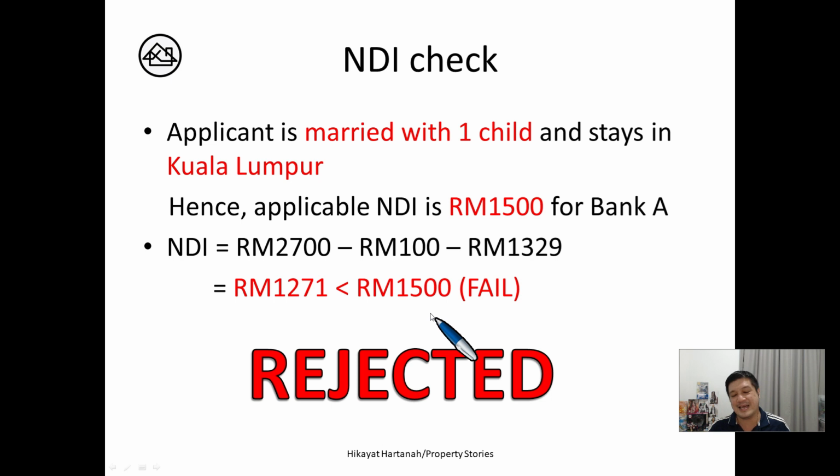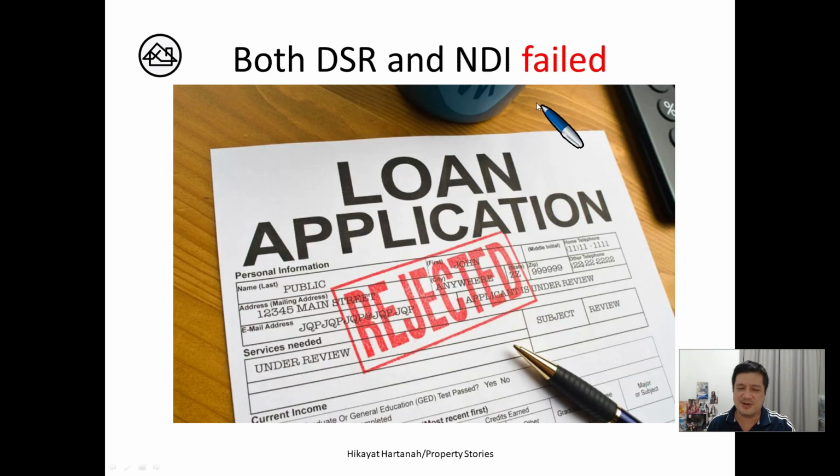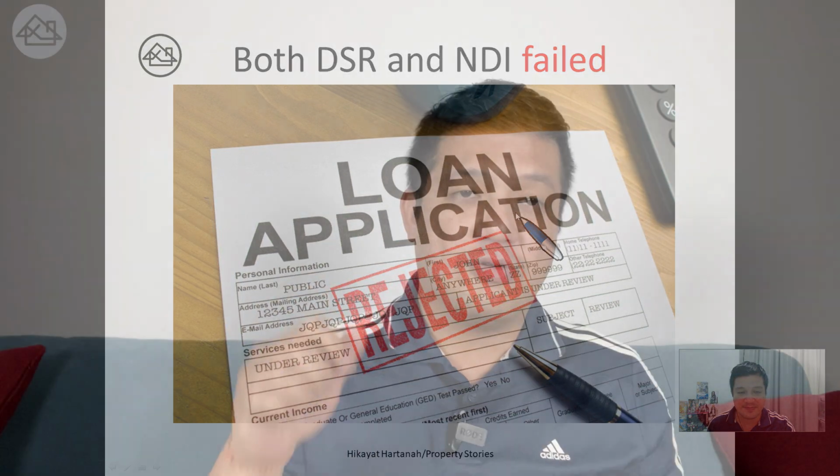This is where I say, if you have a gross income of 3,000, you are considered a vulnerable segment. It's best that you go and find a property that suits you, at a lower price, or you don't buy first and actually focus on earning more money and then only buy at a later date. If both DSR and NDI fail, no need to talk, straight away rejected. It's easy, self-explanatory.